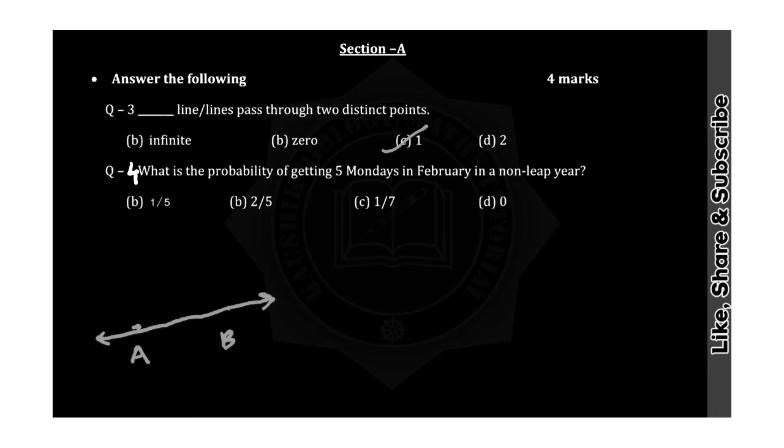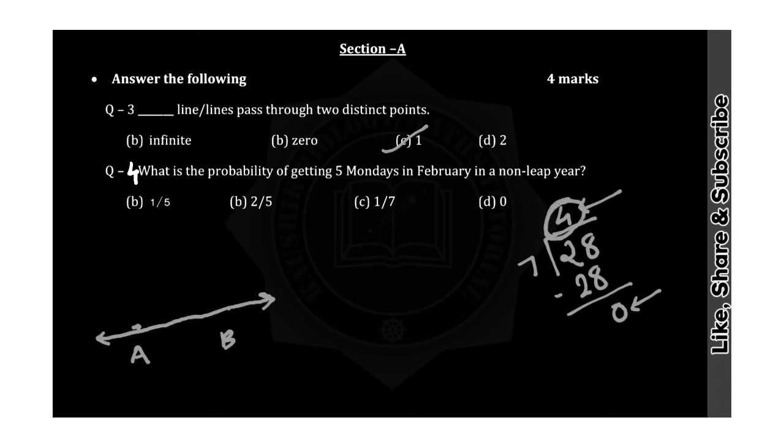Now question number 4. What is the probability of getting 5 Mondays in February in a non-leap year? So whenever we have to find out the number of days in a month, we first have to find out the number of weeks, right? Now in the month of February there are generally 28 days, because here a non-leap year is asked, so 28 days. To find out the number of weeks, we divide the number of days by 7. So 7 4s are 28, and 28 minus 28 is 0. That means the 28 days in February consist of 4 weeks and no extra day.